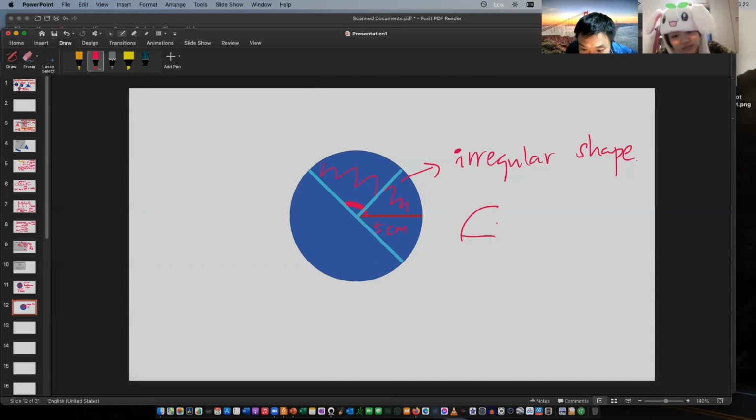Very good strategy. In fact, at least you come out with some strategy. How are you so sure that this one splits? So what you are telling me is, let me erase this, you are telling me this line splits this into half, right? Yes.